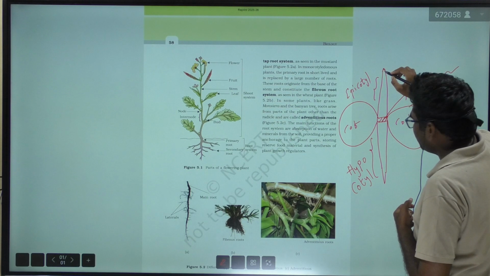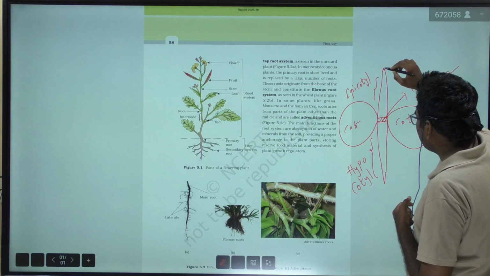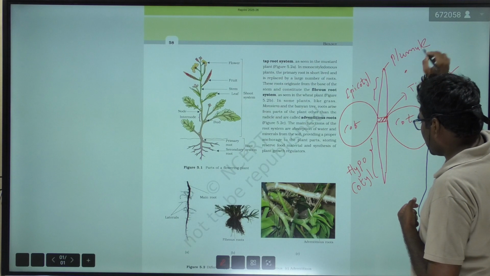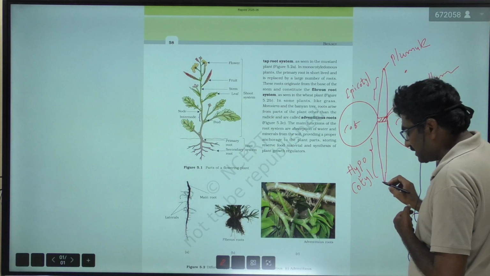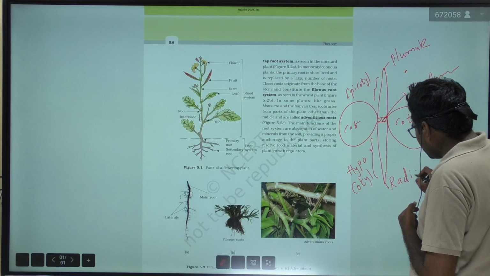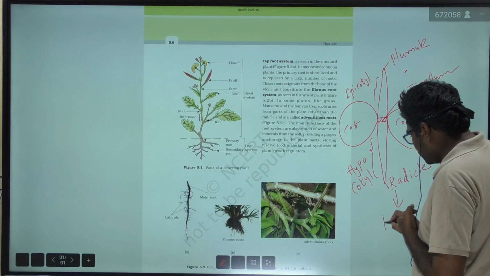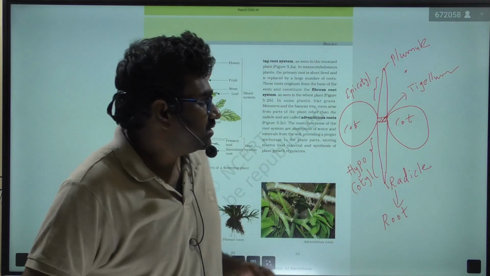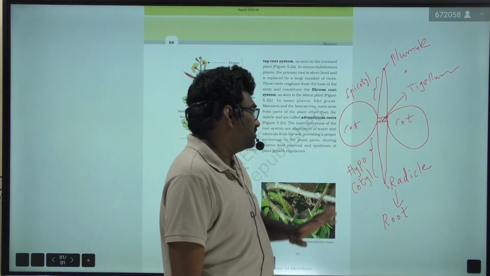In the epicotyl region, the embryonal axis is covered by a part known as the plumule. And the region near the hypocotyl is known as the radicle, which is responsible for the growth of the root. From the radicle, the root is developed, and from the plumule, the shoot, that is the stem, is developed.